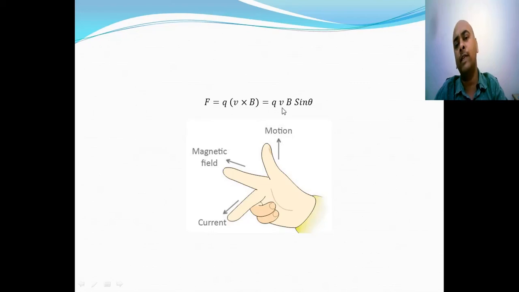The magnitude of force experienced by a moving charge in magnetic field B is given by QVB sine theta, where theta is the angle between the direction of motion of the charge and the direction of magnetic field B. The force experienced by the charge can be found by using the right hand thumb rule: if four fingers point in the direction of magnetic field, middle finger in the direction of current, then the thumb will point in the direction of force experienced by the charge.